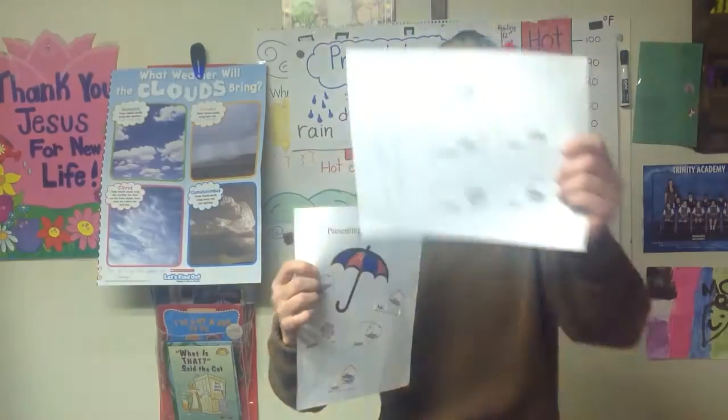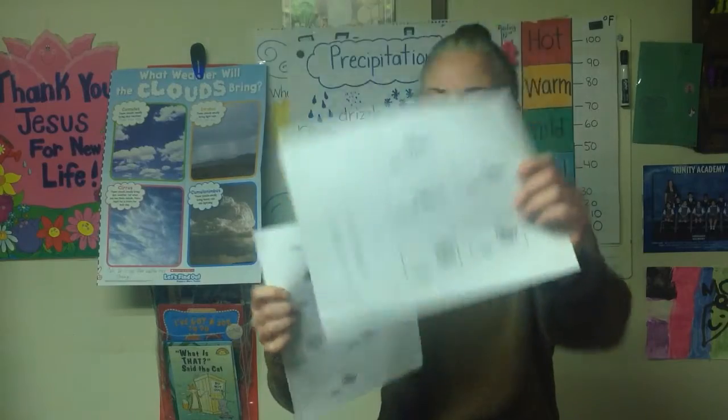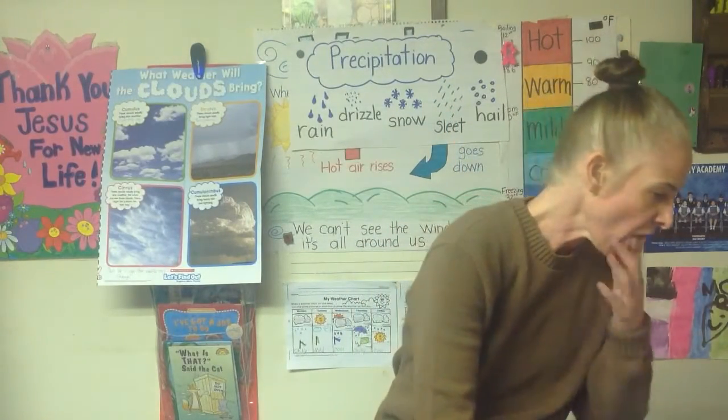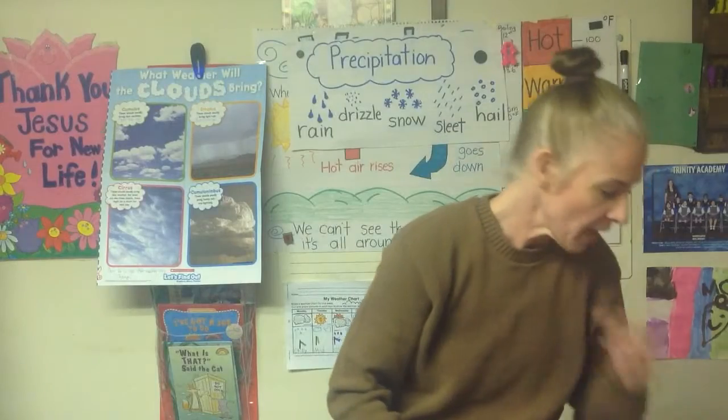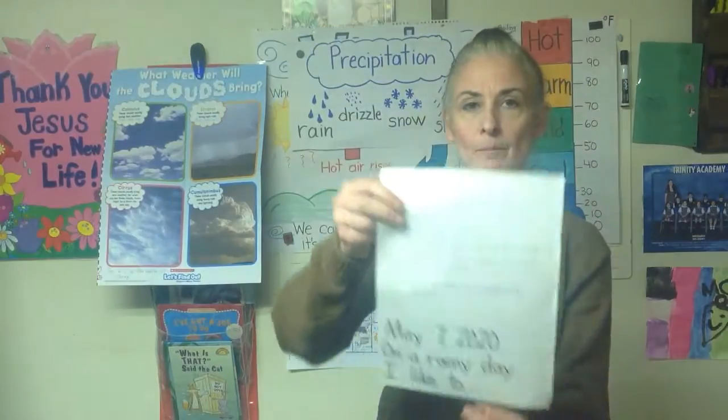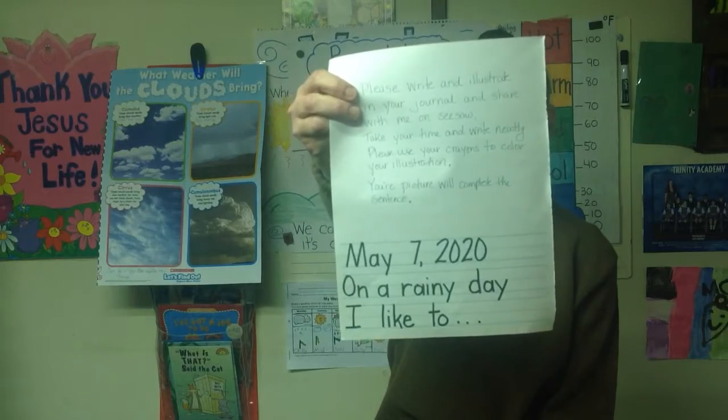Okay, so today you're going to color the umbrella. It says presenting precipitation. And then you're going to cut out all the different types of precipitation and glue them below and around the umbrella so that you know the different kinds of precipitation. You'll also do this page. You're going to cut out the pictures on the bottom. Clouds can tell about the weather. So you're going to look carefully at the details in the picture, put the proper cloud, the wind, and the activity.